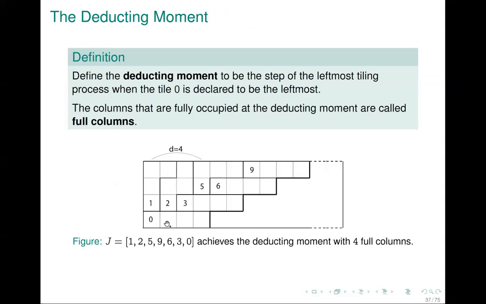We also need to observe some recurrence. And the recurrence happens when 0 square is covered by a tile. We call it a deducting moment. So deducting moment basically is you run the leftmost tiling process, and in some step 0 is declared to be the leftmost. Okay, and we say at this moment, if a column is fully covered, we call it full columns. And we say J in this way achieves the deducting moment with D equals 4 full columns. So basically next, we want to remove this 4 and get some recurrence.